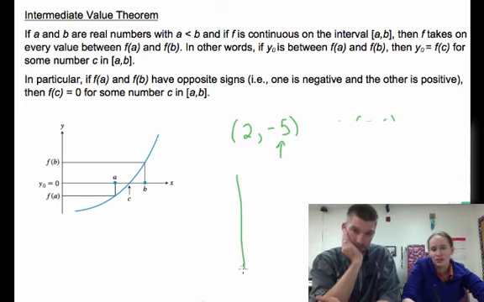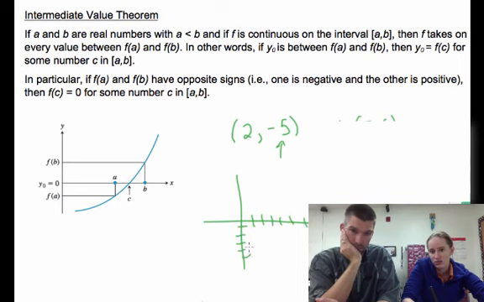But let's just graph it really quick. 3, 4, 5, 6, 7. 1, 2, 3, 4, 5. 1, 2, 3, 4, 5, 6. So 2, -5 is down here. 7, 6 is up here.